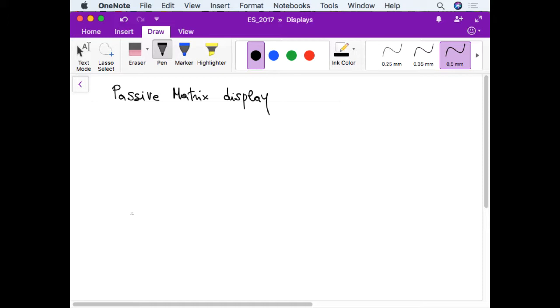In the case of a passive matrix display, one has an array of LEDs. By the way, the symbol of an LED is similar to the symbol of a diode plus flashes. So this is the symbol of one LED. Just for the purpose of explaining how a display works, I'm putting 3 LEDs by 3, so 9 in total, a 3 by 3 array.